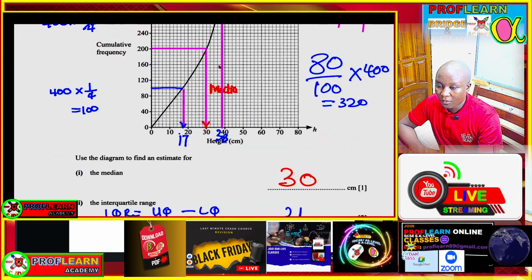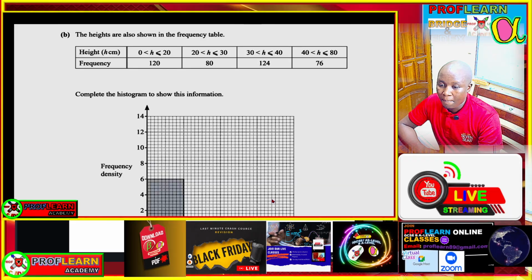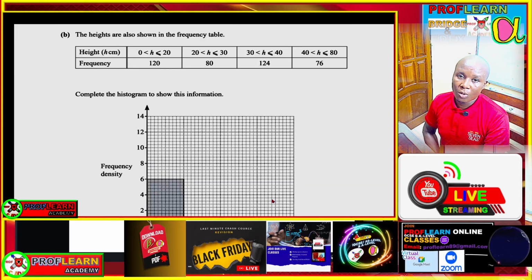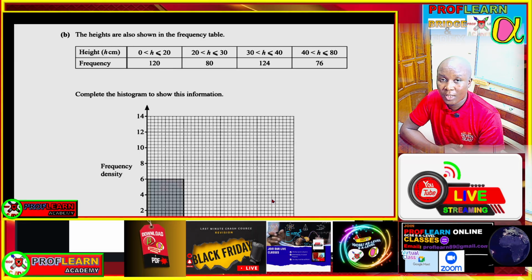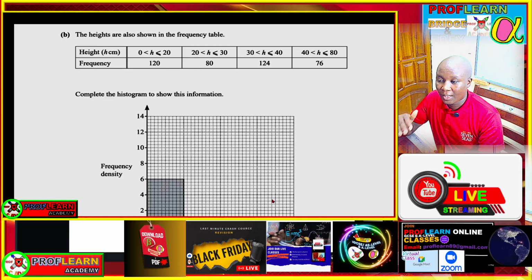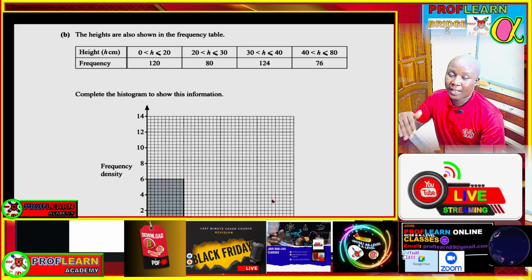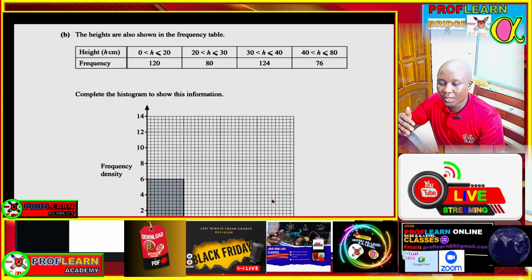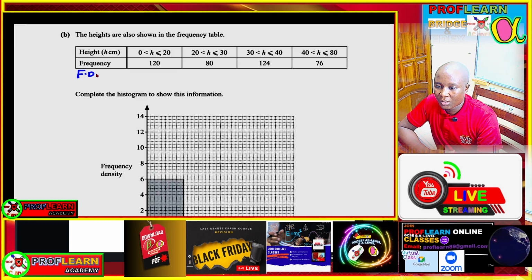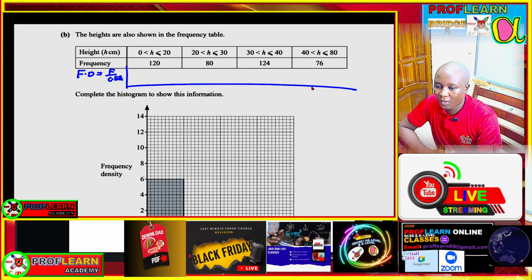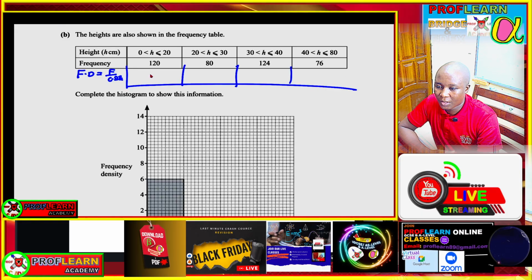All right, so moving to the next part, you can be told to draw a histogram. Something that you need to understand is that a histogram is the class plotted against the frequency density, but frequency density is frequency divided by the class size. In this case, the frequency density is frequency divided by the class size. The first one will be 120 divided by 20, which is going to be 6.